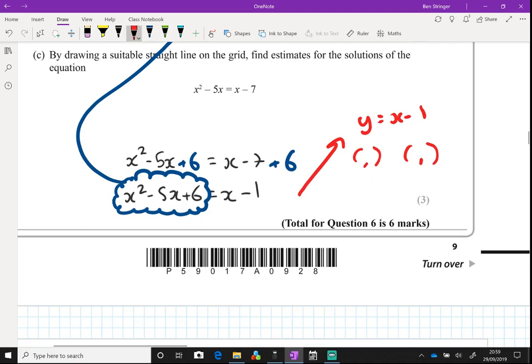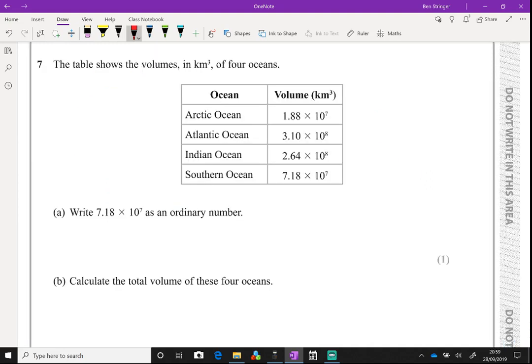So, table 7, question 7, talking about volumes. We've got a little bit of standard form here because these things are very large. So it says write this as an ordinary number. You can put this into a calculator, or you could just know that means move the decimal place 7 times to the right. That'd be 1, 2, and then 5 zeros. 7, 1, 8, 1, 2, 3, 4, 5. 71,800,000.